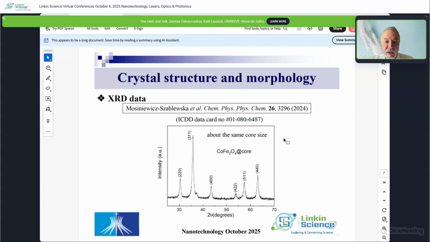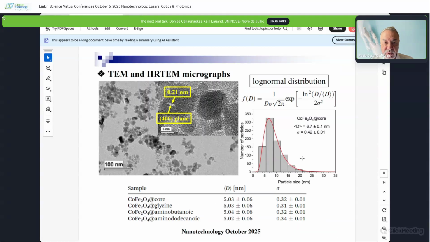nanoparticles core. So if you look at the morphology, for instance, looking at the transmission electron microscopy and high resolution transmission electron microscopy, for the HRTEM, you can find the interplane distance characteristic of cobalt ferrite, which is the 400 plane, and the interplane distance is 0.21 nanometer, which is typical of cobalt ferrite.